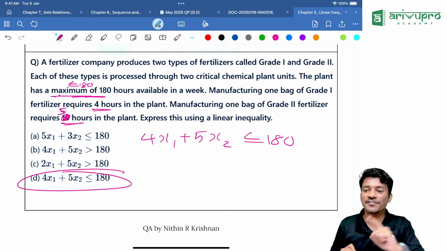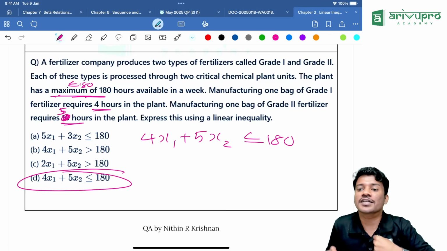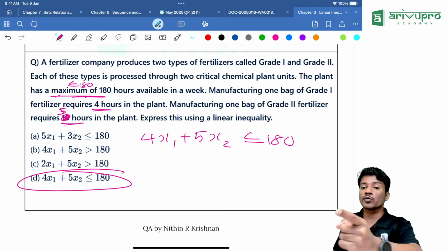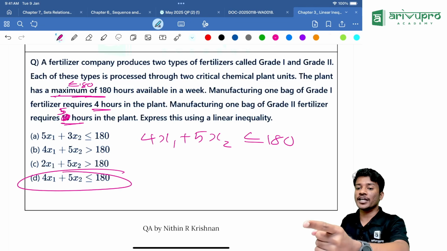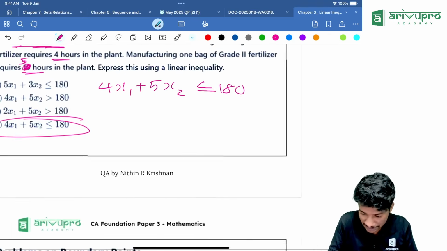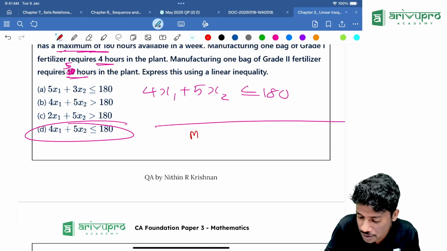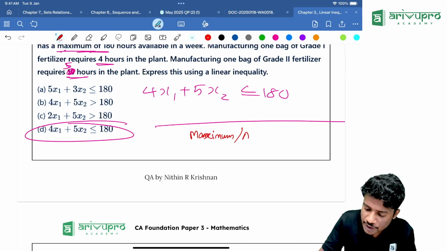Did you understand? We will not read the entire question. We will just read whatever is required for us. Maximum means less than or equal to. Now we are coming to the point. Everyone make a note of these points which I am trying to tell you. Maximum or at most.